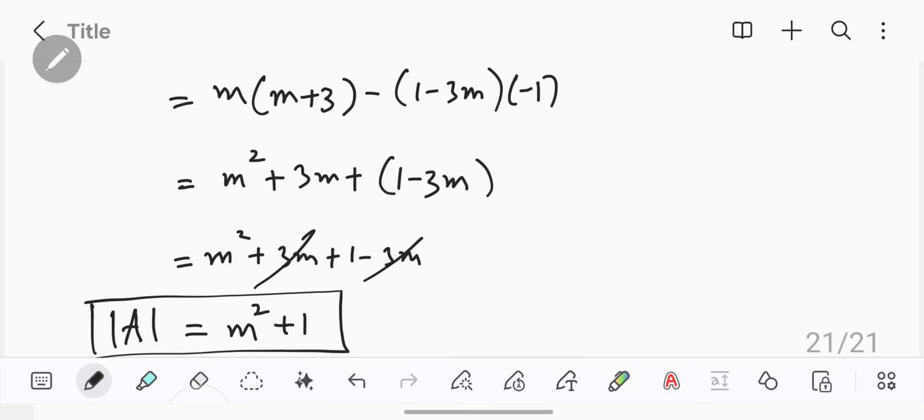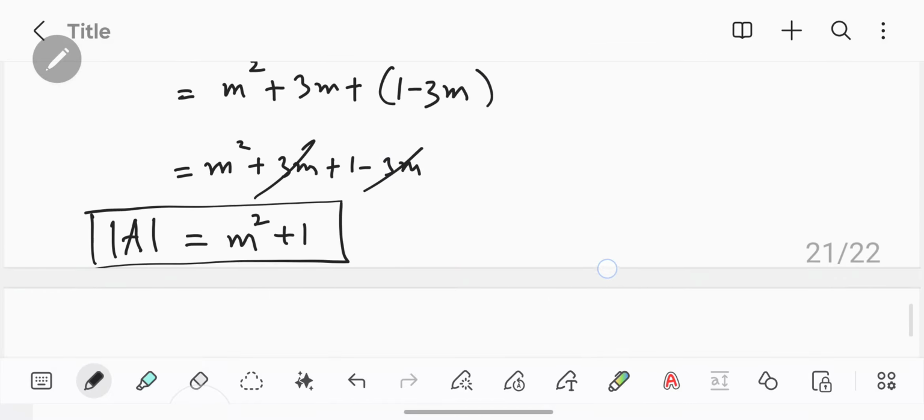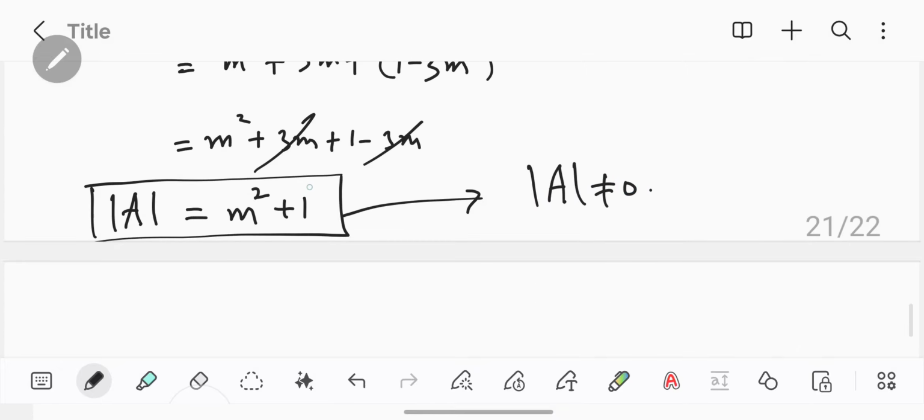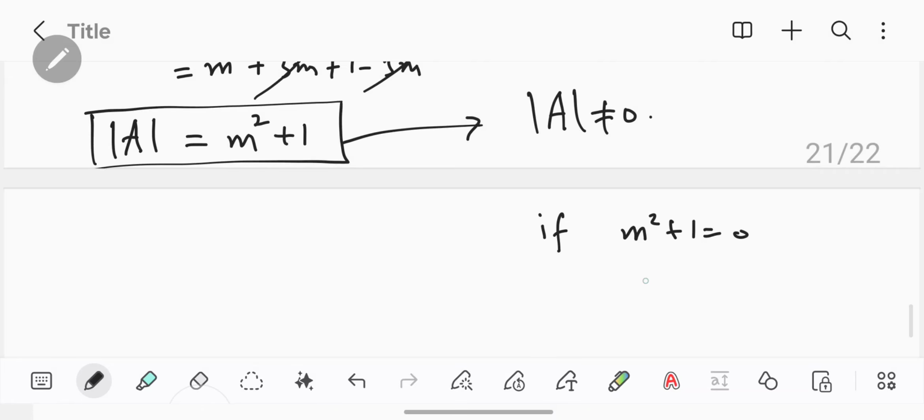And from the theory of Cramer's rule, we know that Cramer's rule can only work, or the system of equations has a unique solution, if the determinant of A is not equal to 0. And we don't know whether this term is 0 or not. Okay, so what will happen if M square plus 1 becomes 0? Then M square will be minus 1.